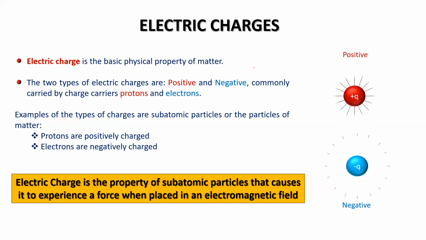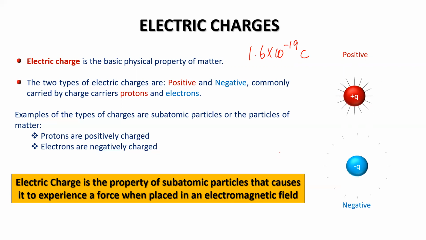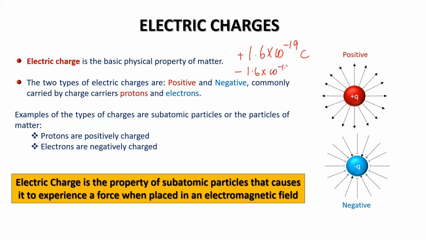So what will be the magnitude of the charge? The magnitude of the charge is 1.6 × 10^-19 coulomb. Actually, we have two types of charges, positive and negative. So what is the positive charge magnitude? It is +1.6 × 10^-19 coulomb, which means the protonic charge is +1.6 × 10^-19 coulomb. What is the electronic charge? It means negative charge, and that value is -1.6 × 10^-19 coulomb. So the proton and the electron have charges that are the same in magnitude, but the signs are different because of positive and negative.